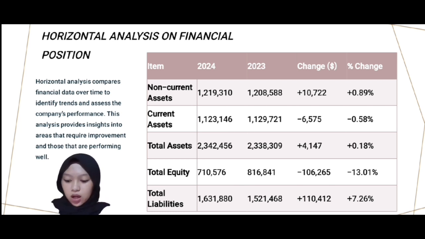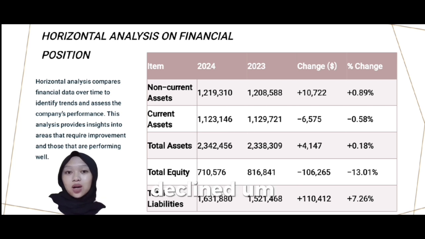For total equity, last year, 816,841. Bumaba nga lang siya for this year, 710,576. So, ang naging change niya ay for about 106,265. That's about 13.1 percent. Declined significantly due to a net loss which increased the deficit balance.